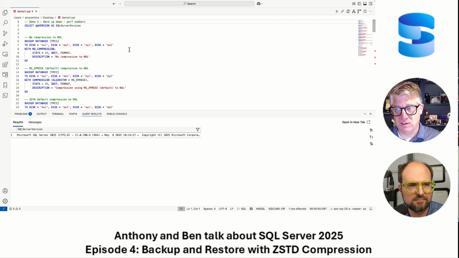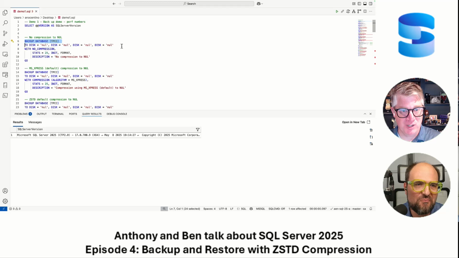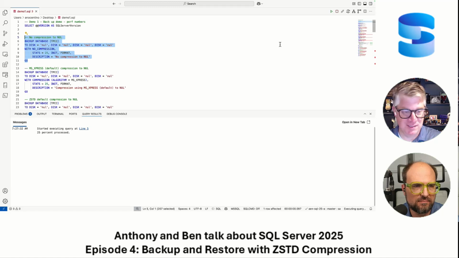So let's go through a couple of things first. When I work with systems, I want to establish a high watermark or a benchmark of the performance of the system. And so what we're going to do first is take a database backup. We're going to write it out to null, and I'm going to specify no compression for that backup. So let's go ahead and run this code and see what we get.